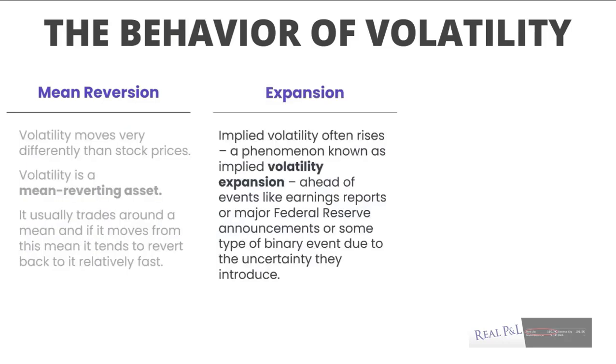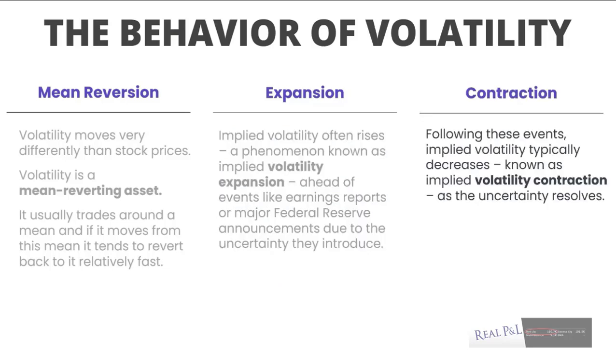Now, another part, expansion. Implied volatility often rises, a phenomenon known as implied volatility expansion. It happens ahead of events like earnings reports or major Federal Reserve announcements or some type of binary event due to the uncertainty that they introduce. Also, when we talk about behavior, we have contraction. Following these binary events, implied volatility typically decreases, known as implied volatility contraction, as the uncertainty resolves.